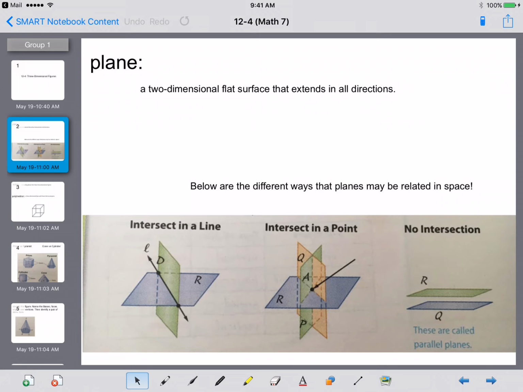So it has two dimensions, right? Length and width. And they can intersect in a line. They can intersect at a point there at A, or they could not cross at all. So they're parallel planes. Because remember, parallel lines, they have so much in common. It's a shame they'll never meet, so they're never going to intersect.